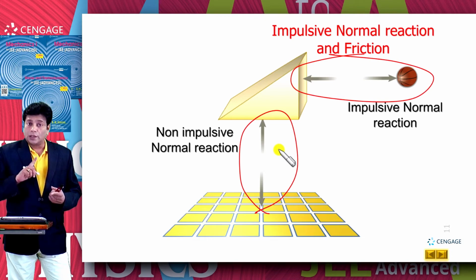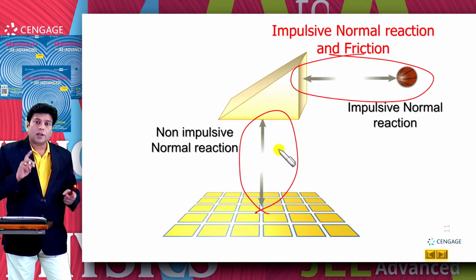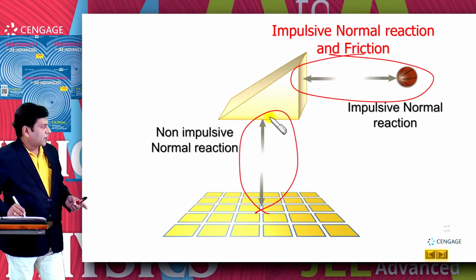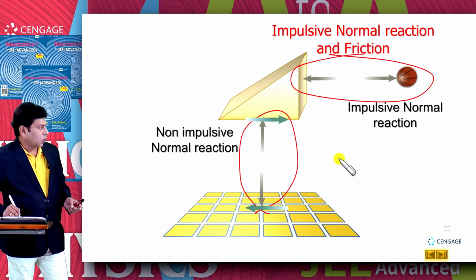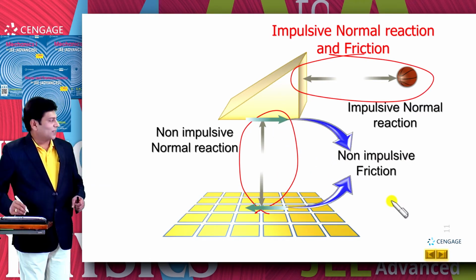That is, the normal reaction between these two surfaces is non-impulsive. That means the friction force here and here is non-impulsive in nature. Now let us take one more situation.